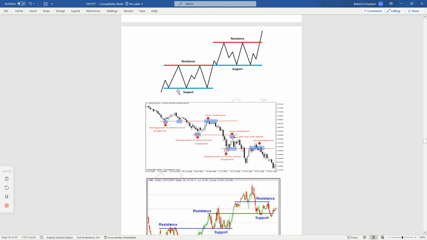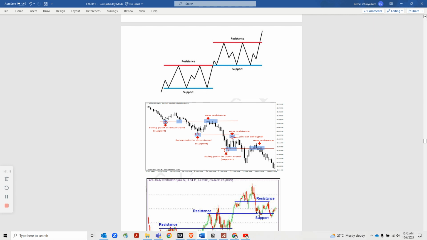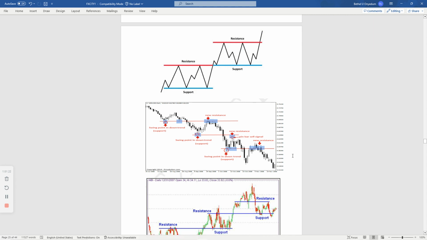This concept of support and resistance can be applied to all time frames: daily, weekly, 5 minute, 4 hour. Any time frame, you can spot your support and resistance on all of them. Now you can see resistance. Price got to this point. It couldn't break above. It came down, tested support, got to this point again. It couldn't break above. It came down again. So this is a strong resistance level.